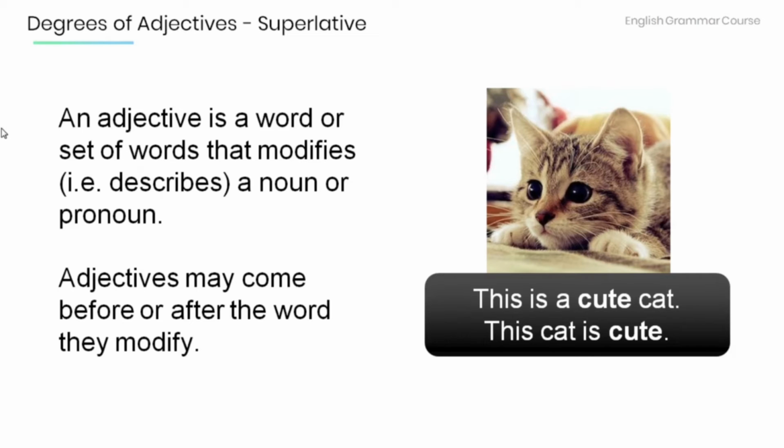Remember that an adjective is a word or set of words that modifies, in other words, describes a noun or pronoun. Also note that adjectives may come before or after the word they modify. Have a look at the example over here. This is a cute cat. This cat is cute. Now the word cute is an adjective and it modifies the noun cat. And note that in the first sentence, the adjective comes before the noun cat, and in the second, it comes after the noun cat.